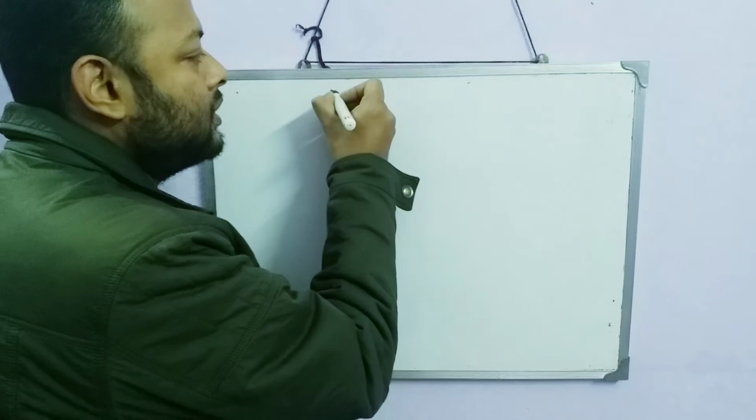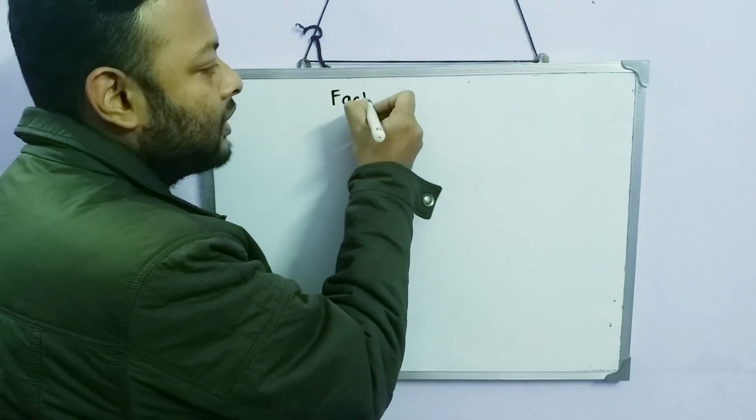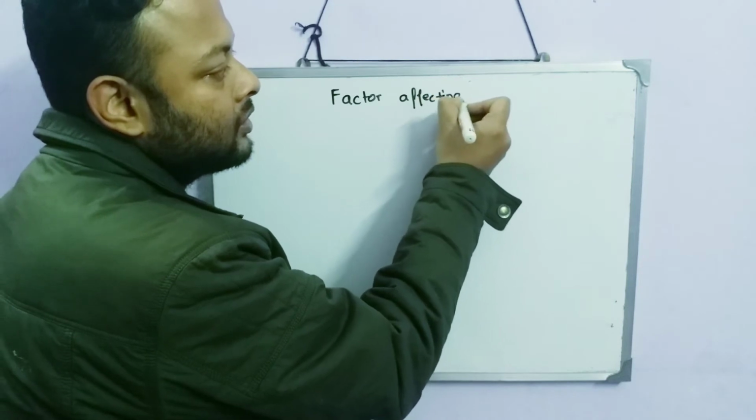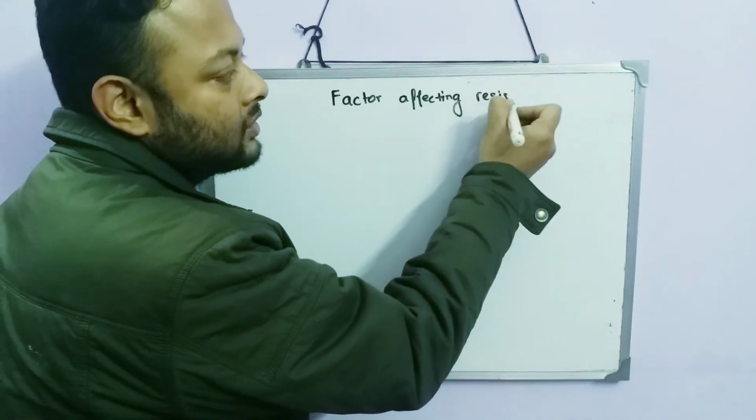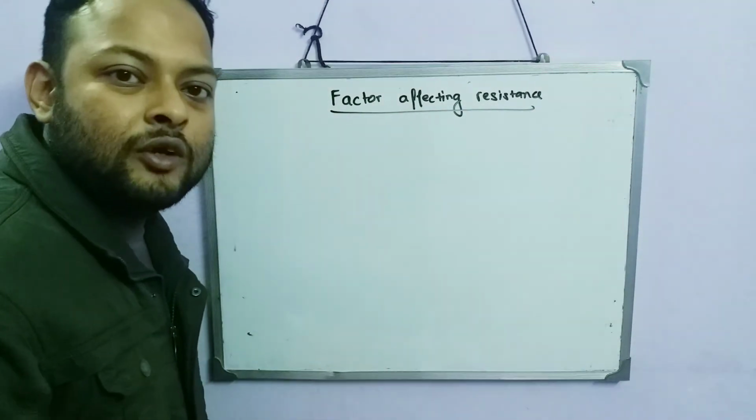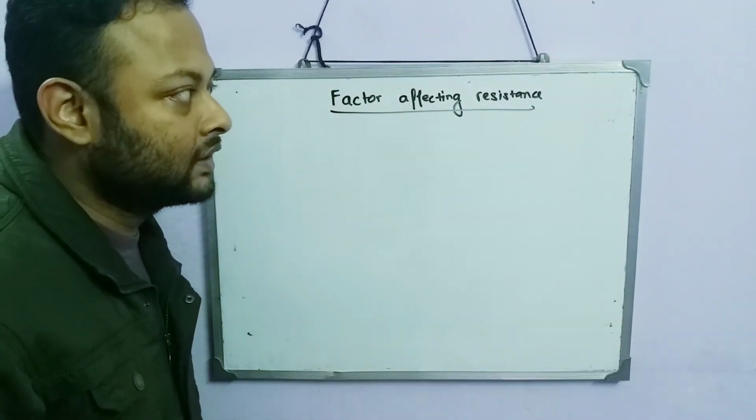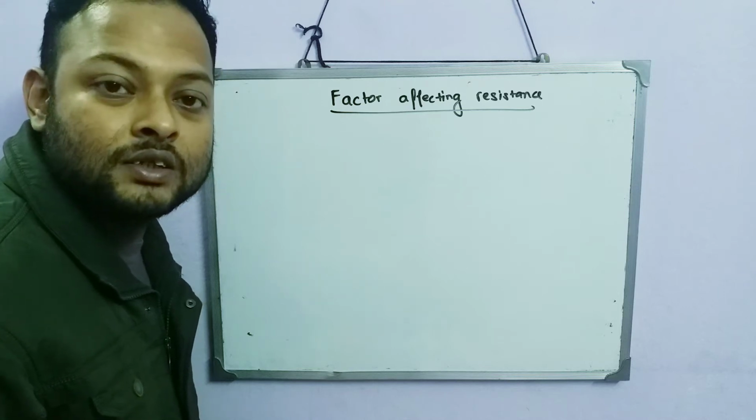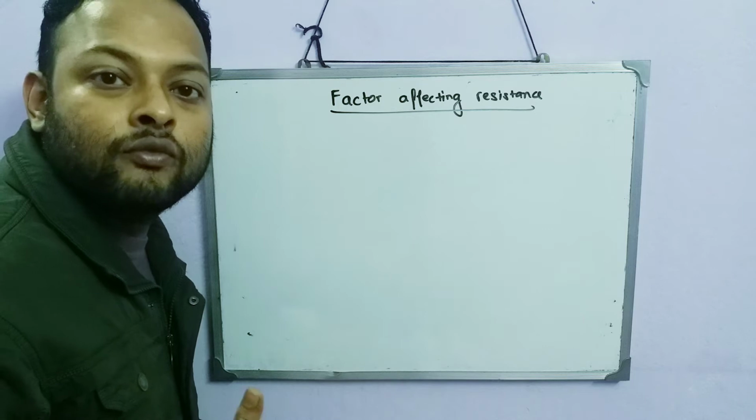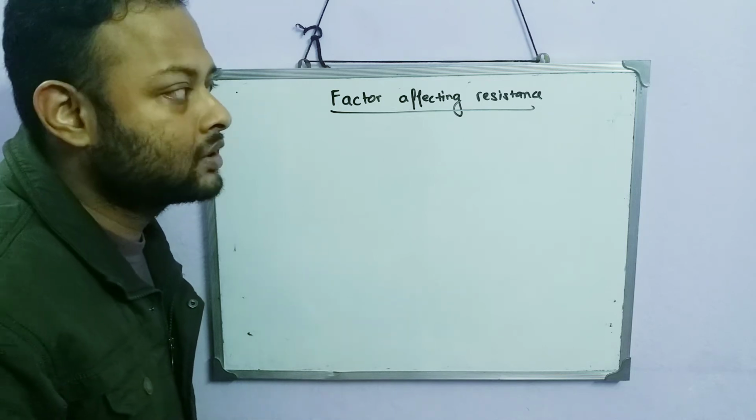So our topic is factors affecting resistance. There are basically 4 factors which affect the resistance. Now I hope you know what resistance is. Resistance is the obstruction that is offered to the flow of current, meaning the flow of electrons.